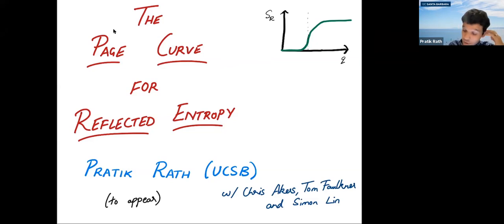What I'd like to tell you about today is the Page curve for reflected entropy. Hopefully these things become clear as I proceed with the talk. But a cartoon of what I'll talk about is this plot. So hopefully you should be able to understand each thing in this plot by the end of the talk. This is some work in progress with my collaborators, Chris Akers, Tom Faulkner, and Simon Lin. It's been a work in progress for a while, but hopefully it should be out maybe sometime this month.